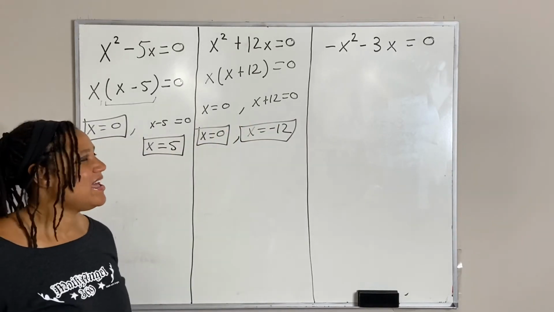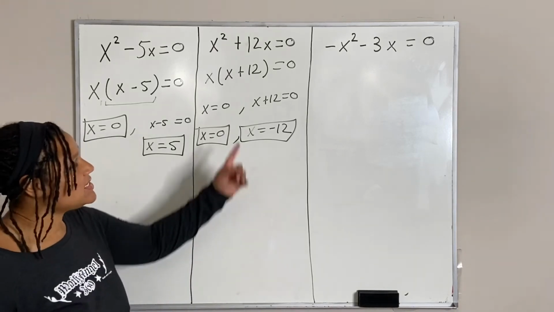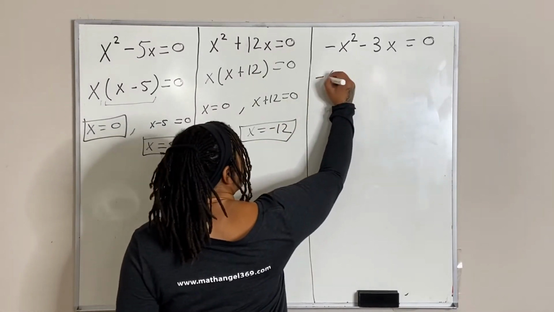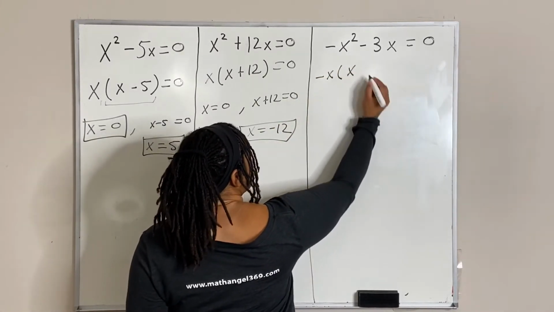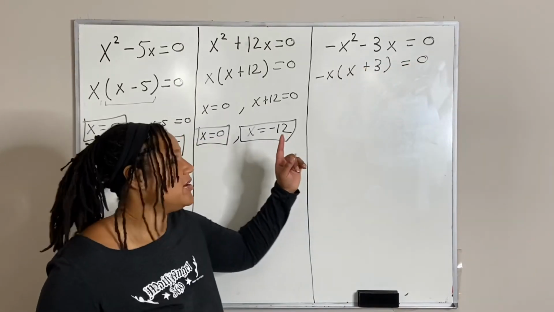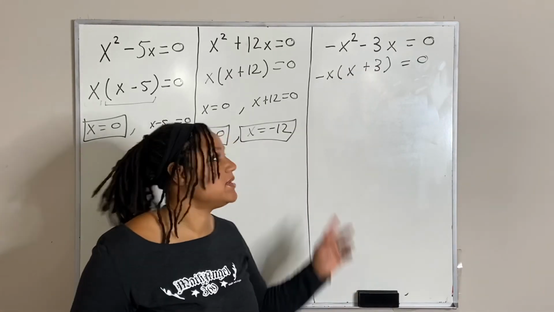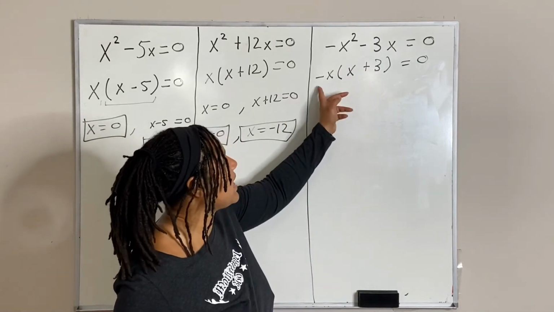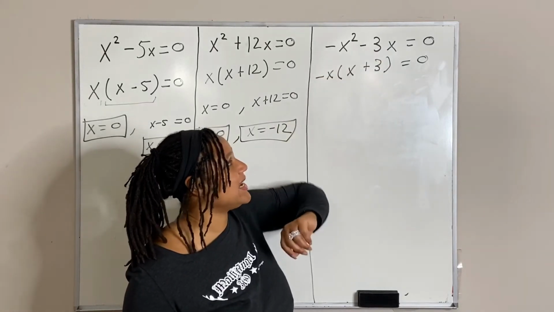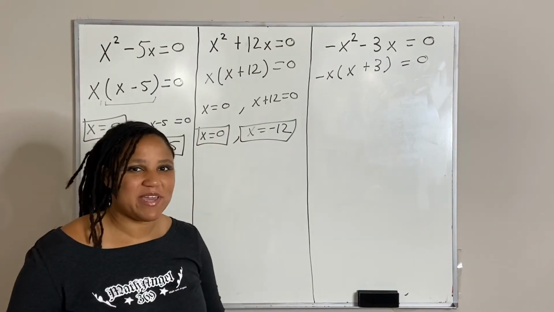Now let's look at the third problem. It's a little tricky, so be sure to really take note. This time I'm going to pull out a negative x. So when I pull out a negative x, we're left with x plus 3 is equal to 0. Be careful here because the signs change, because if we were to go backwards and multiply through, we would have to distribute the negative sign to give you the negative 3x. So make sure that you pay attention there.